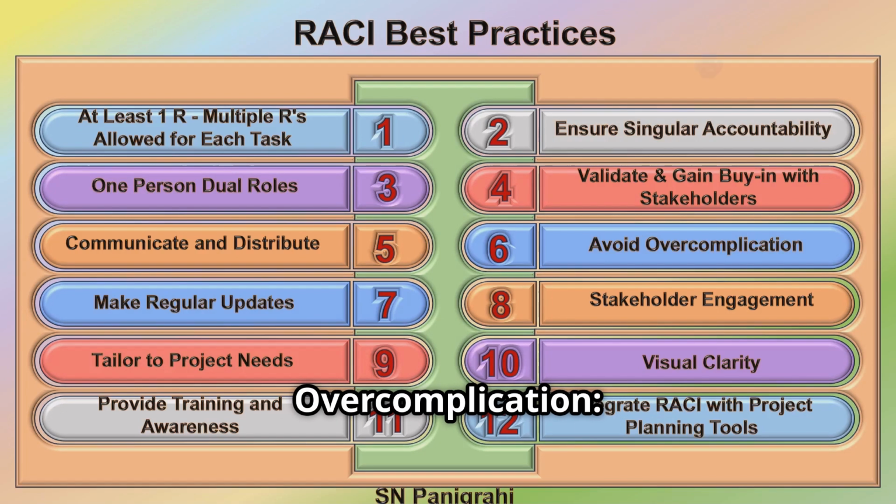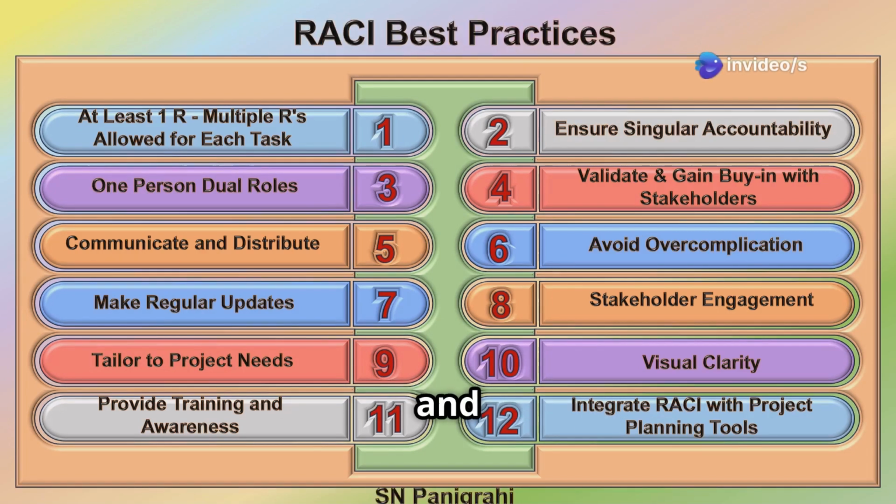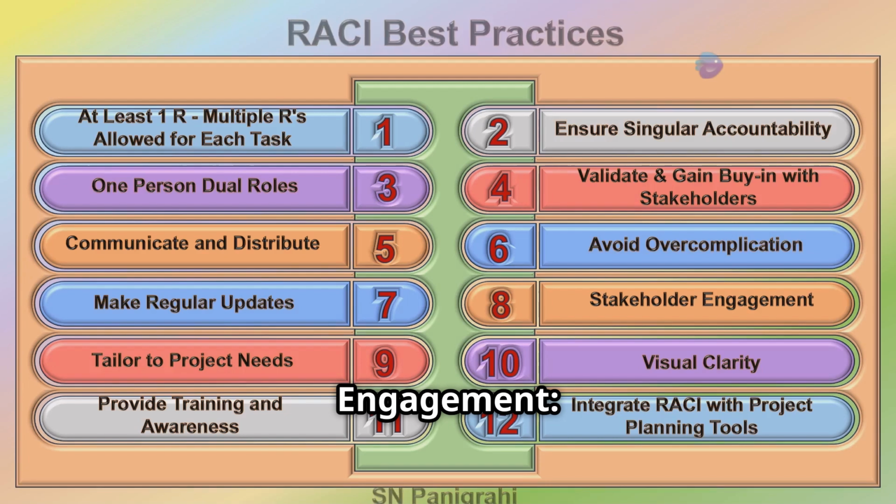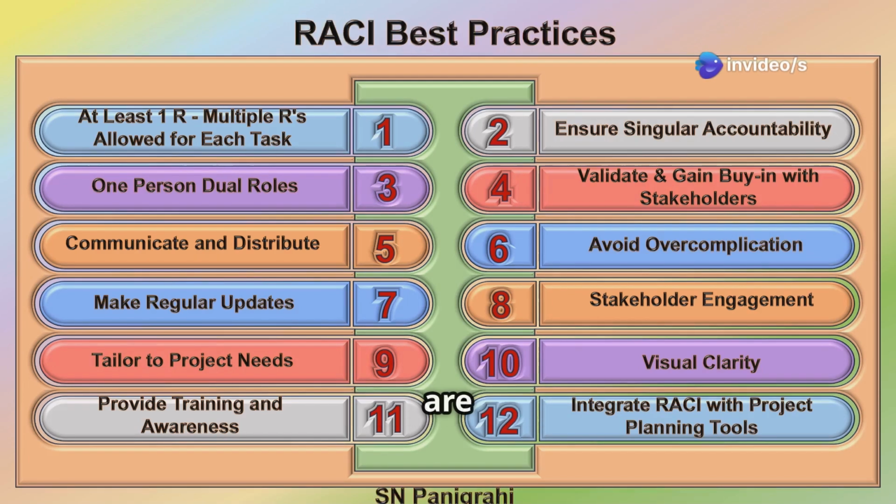Avoid overcomplication. Focus on key tasks and milestones to prevent the matrix from becoming unwieldy. Make regular updates. Periodically review and update the RACI matrix to reflect any changes in project scope or personnel. Stakeholder engagement. Ensure that all relevant stakeholders are appropriately categorized to facilitate effective communication. Tailor to project needs. Customize the RACI matrix to fit the specific requirements and complexity of the project.